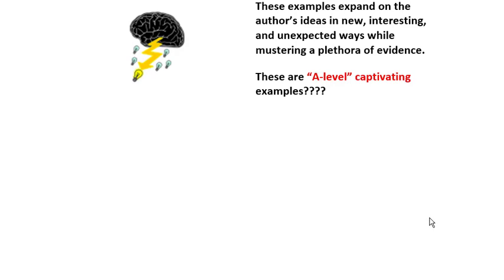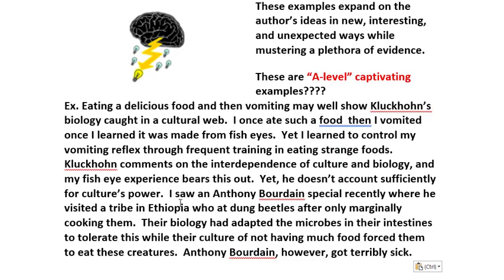Second attempt, for example. So I want to show you here a possible example for something that is captivating. It's really interesting, incisive, goes well beyond simply talking about a delicious food. But that's where we're going to start, because that's where the other example started, and I want to show you how to develop one of these further. So here it goes. Eating a delicious food and then vomiting may well show Kluckhohn's biology caught in a cultural web. I once ate such a food. Then I vomited once I learned it was made from fish eyes.